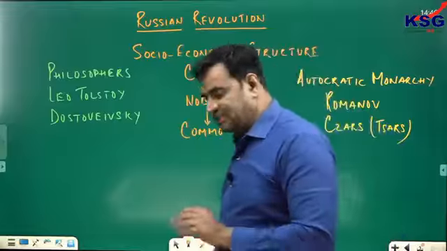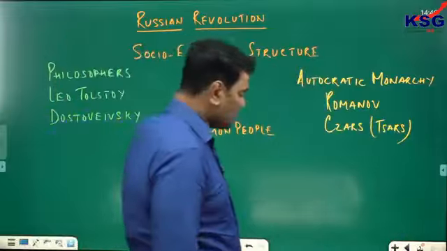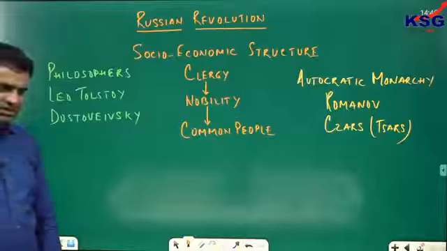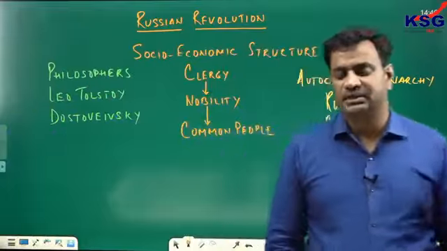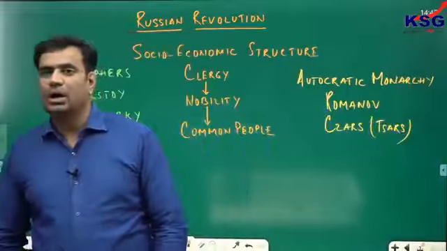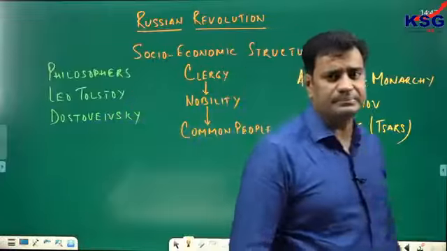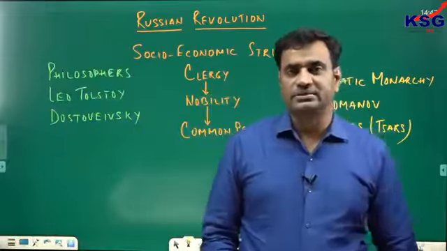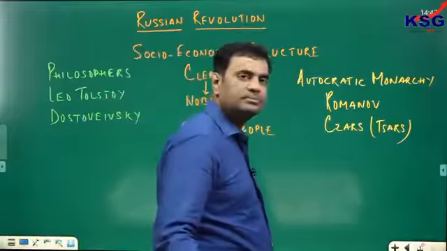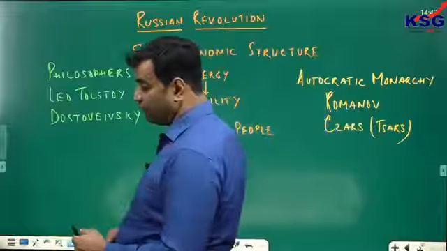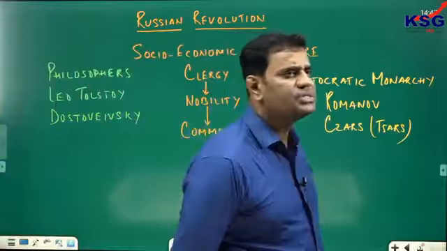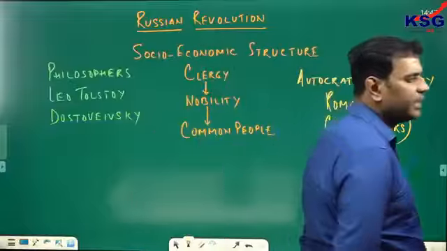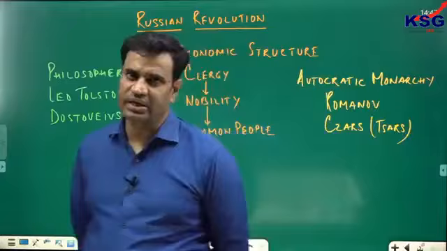First of all, the Russian Revolution was marked by three distinct phases at different points of time. The first phase of the Russian Revolution took place in the beginning of the 20th century.